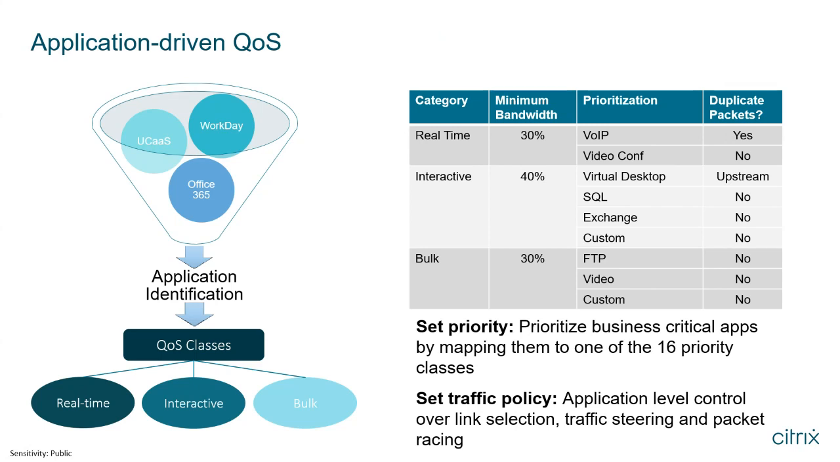So again, we are at application-driven QoS, so we can really do a priority and policy-based approach throughout the entire central management, and understand what that is and set bandwidth minimums, whether we want to duplicate packets, etc. So you have a tremendous level of granularity to the solution that you can move forward.